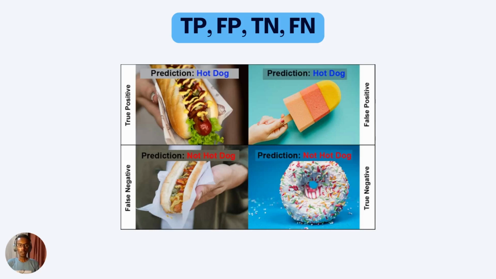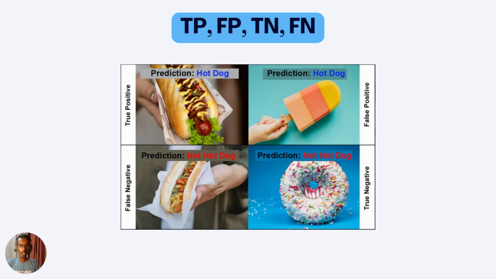Before we start talking about the mean average precision, we need to learn some acronyms like true positive, false positive, true negative, and false negative. So in classification, we use something known as a confusion matrix. A confusion matrix is basically constructed by using these four values.